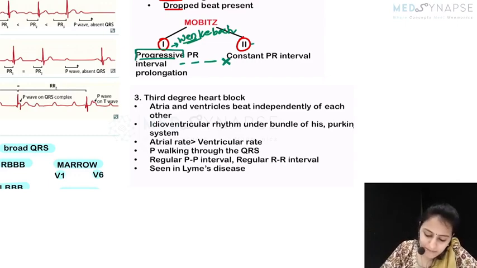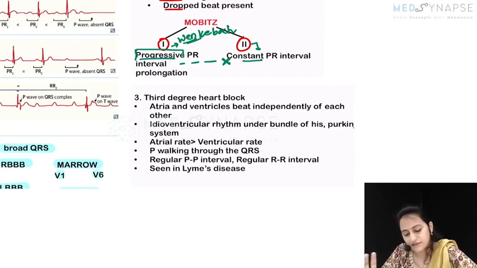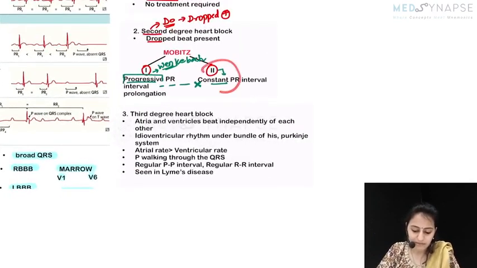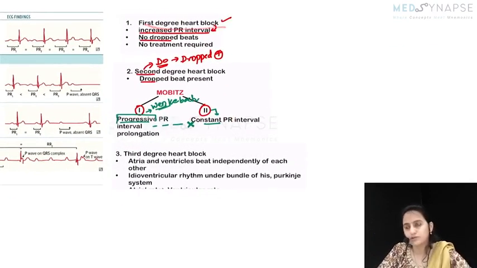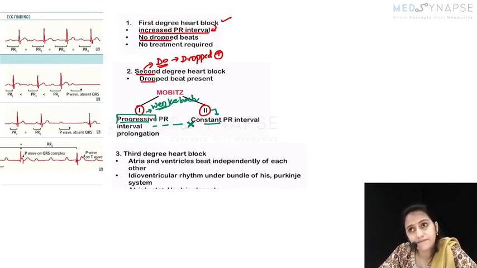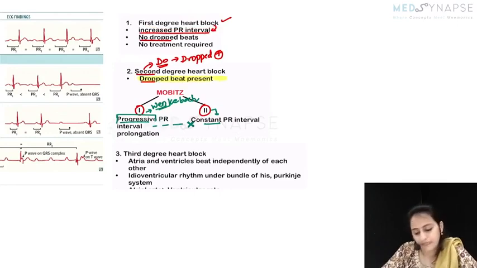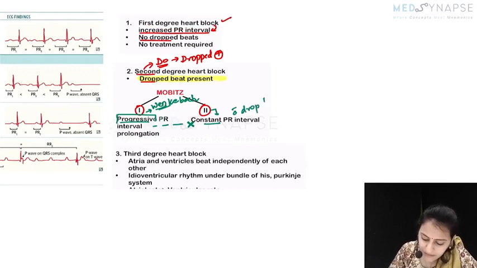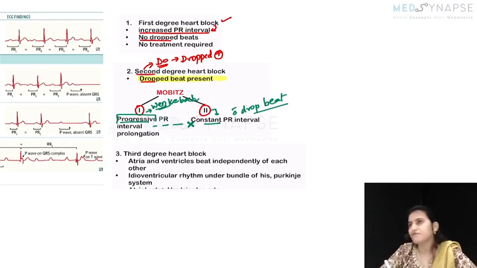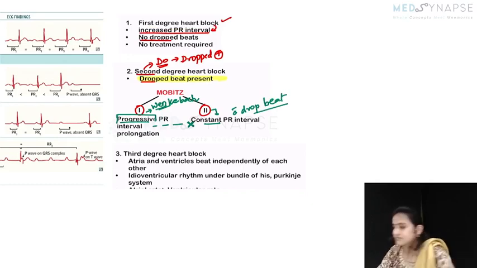While in Mobitz type 2, it's not a progressive increase, it's a constant PR interval increased. So what is the difference between a Mobitz type 2 and a first degree heart block? In both, there is a constant increase. Dropped beat, right? That's what you have to check for. In Mobitz type 2, it's a constant PR interval with a dropped beat present. In first degree, there is no dropped beat.